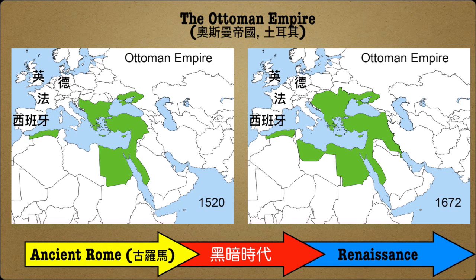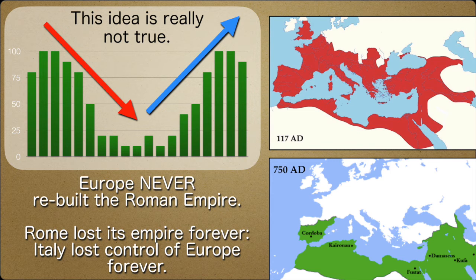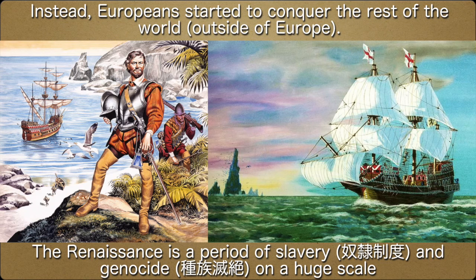So, again, what really would be the idea of restoring the Roman Empire? Something else happened with the Renaissance. They did not take back the Roman Empire. Right, so again, same idea. Before, after. Before, after. So instead, what does Europe do during this time? Europe goes out and conquers the rest of the world. And this is really a period of slavery and genocide on a huge scale.